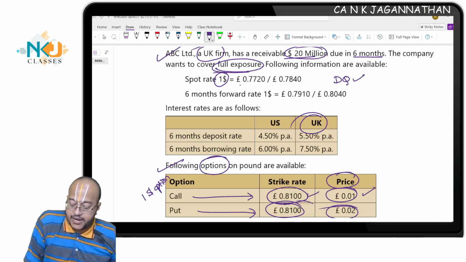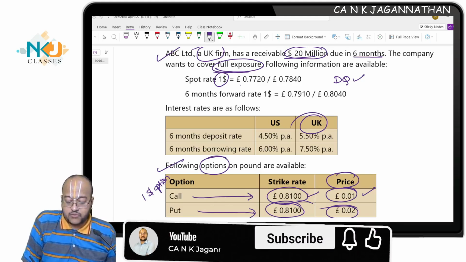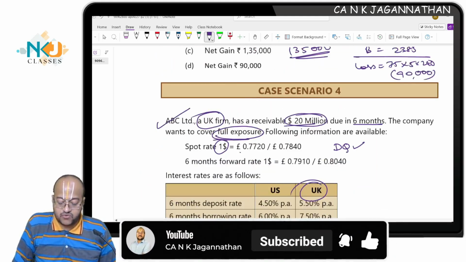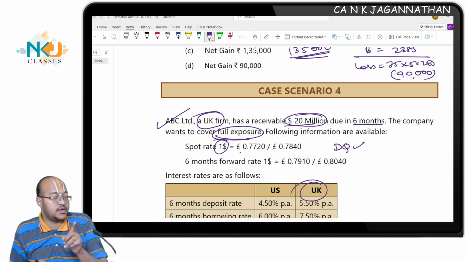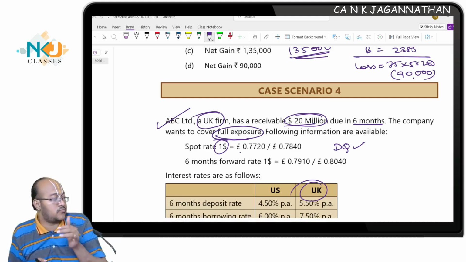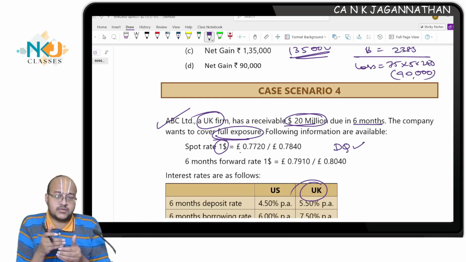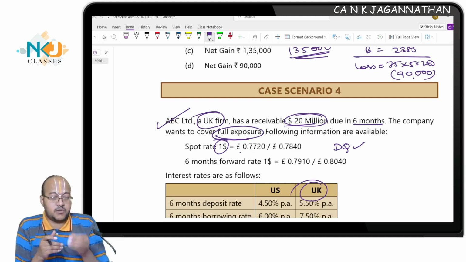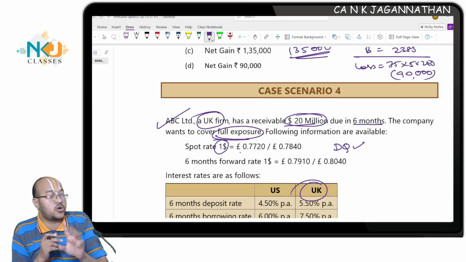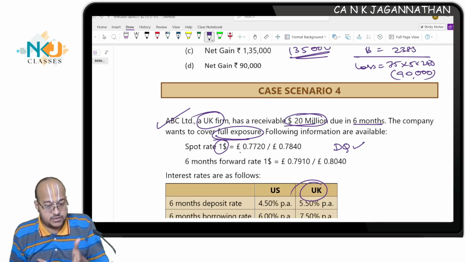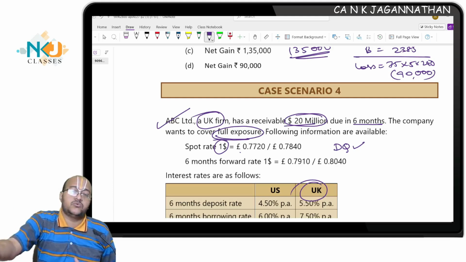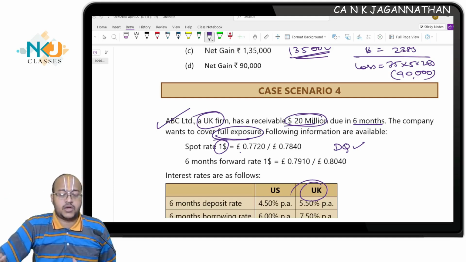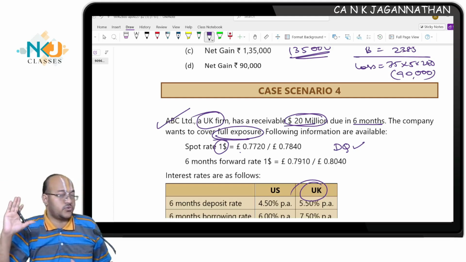If you want to cover the entire 20 million, first of all you need to ascertain the strategy, as I told you for currency options and futures questions: whether you will sell dollar or buy dollar. If you want to sell the foreign currency in future, and the quote is available for foreign currency, you should take a put option. A put option will give you the right to sell. Are you all understanding? And a call option will give you the right to buy. In case you want to buy the foreign currency in the future, you have to take a call option, as I told you.